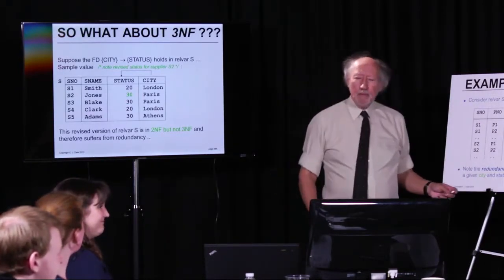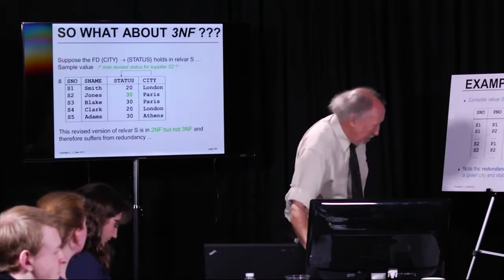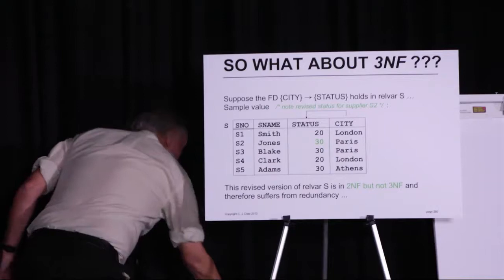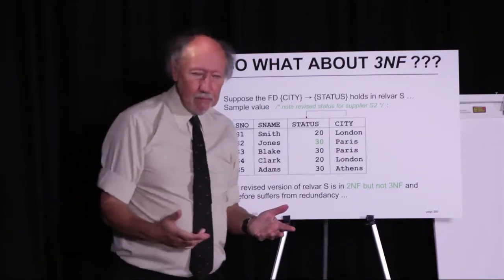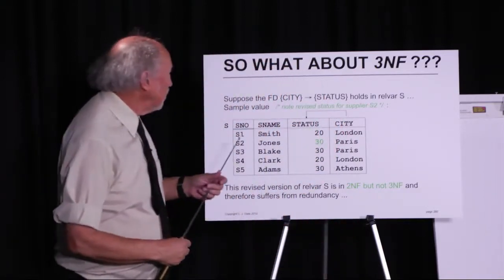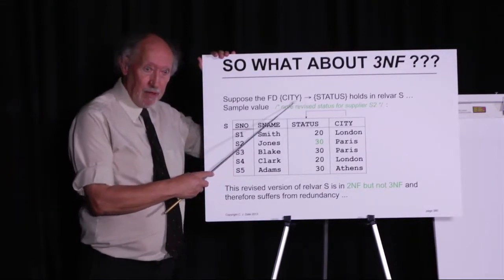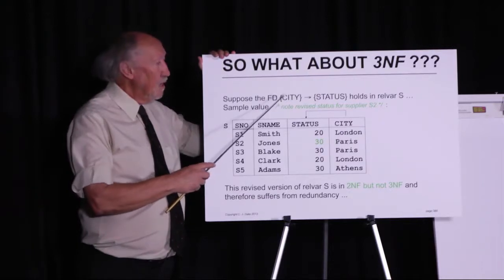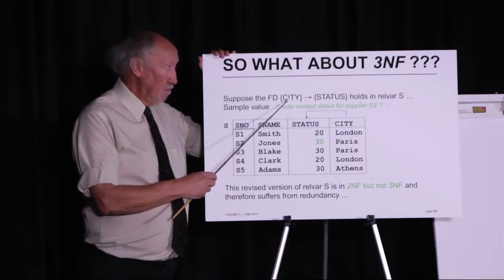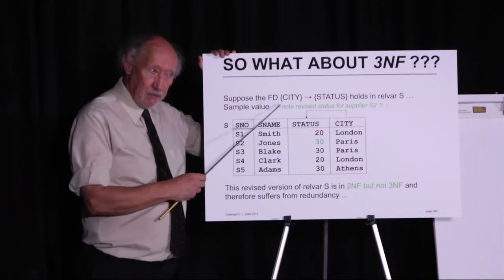All right. So what about third normal form? We talked about second extensively. What about third? Again, I have a poster to illustrate this one. There it is. Again, I'm going to start with my regular example of suppliers, but I'm going to make a semantic change, a change in the predicate, if you like. I'm going to assume that the functional dependency city arrow status holds in relvar S. That means if a certain supplier is in London, they must have status 20. If they're in Paris, they must have status 30. I've made a change to the value to be consistent with this new constraint.